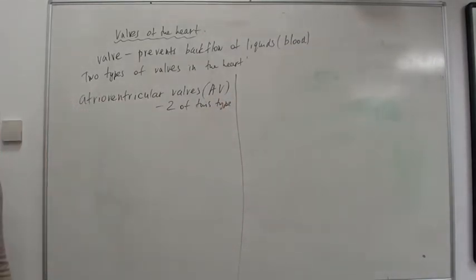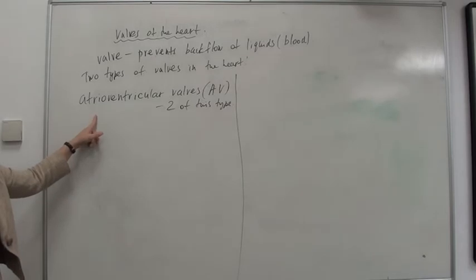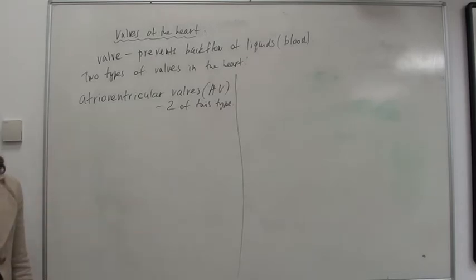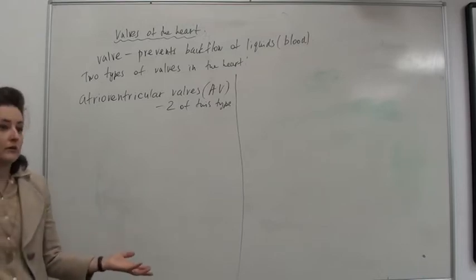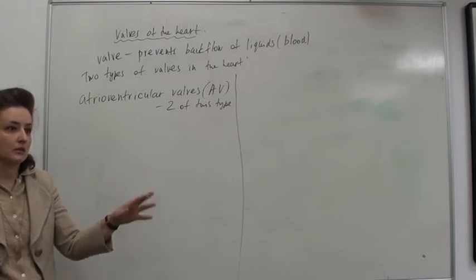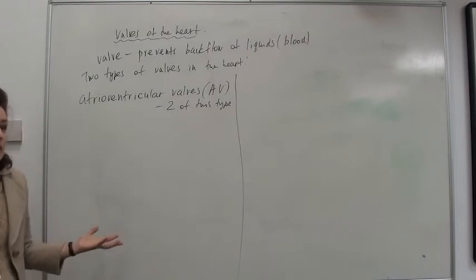Now let's think about where you find these valves. The clue is in the name. Atrioventricular, where do you think you're going to find the valves? Where do you think they're going to be located? Between what and what? Between the atrium and the ventricle. Correct. Because you have two sides of the heart, you have two spaces between the atria and ventricles. Therefore, you have two valves.